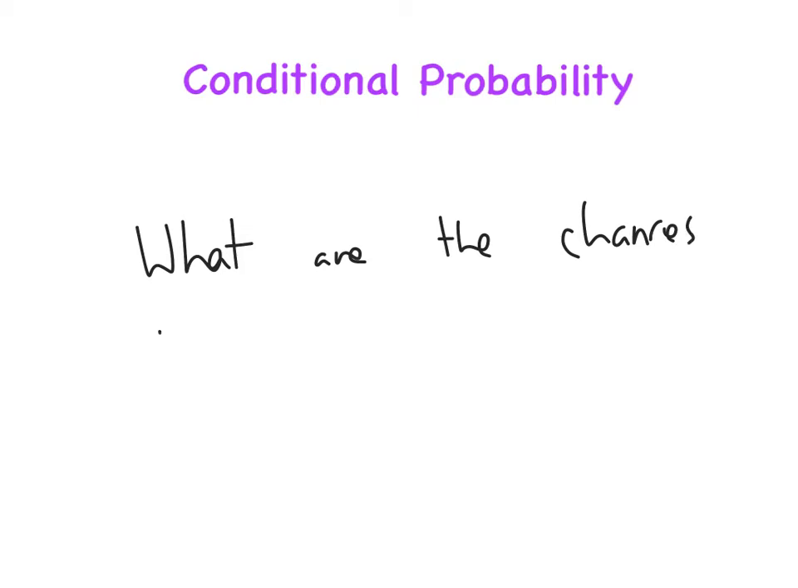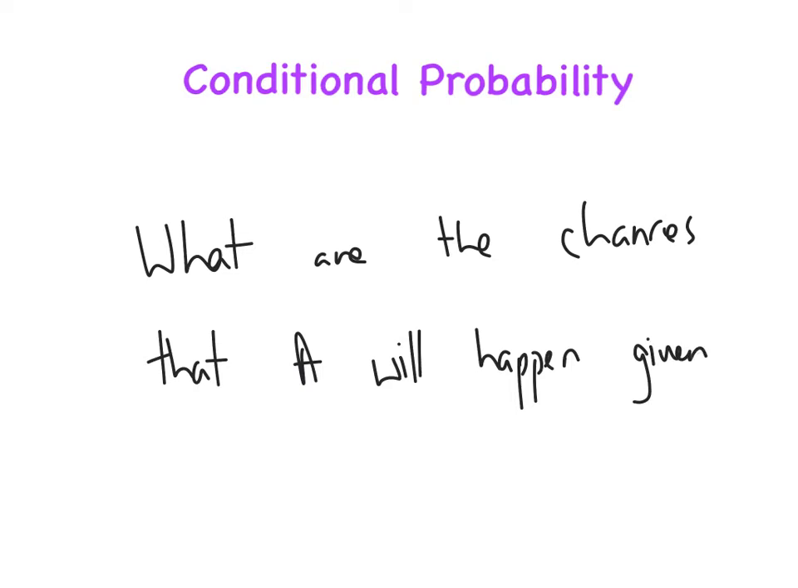Okay, so we're going to look today at conditional probability, and that's basically the probability, or something like, what are the chances, which is just regular probability, that A will happen, the probability of A, that A will happen given something else already having happened, given that B has already happened.